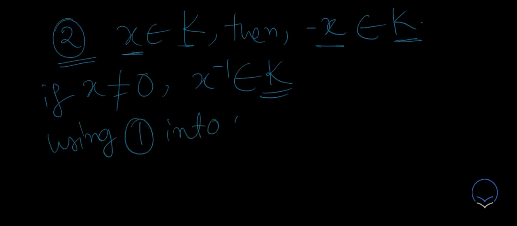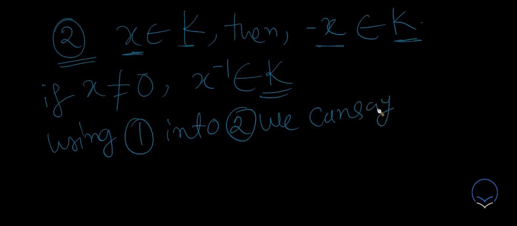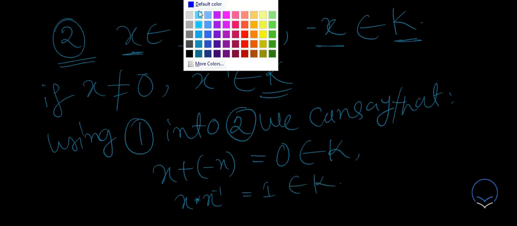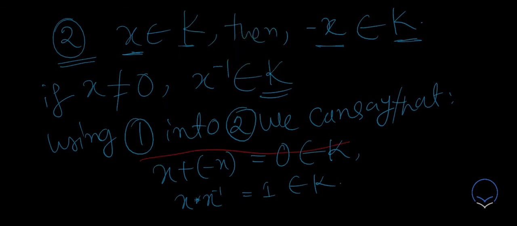So using 1 and 2, we can conclude that X plus minus X, which is just 0, also belongs to K, and X times X inverse, which is a multiplication, that will be 1, will also belong to K. So this line is coming from using 1 and 2.